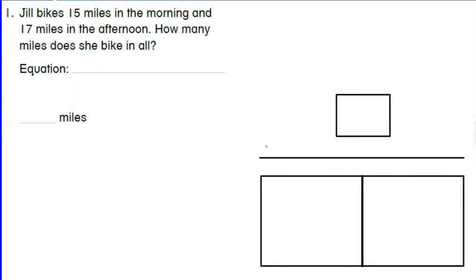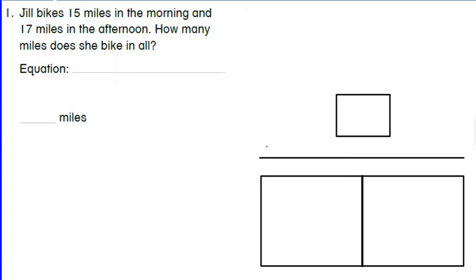Today in class we were solving story problems, and we had to decide whether or not to use addition or subtraction. And this is how we went about figuring out what we should use. So we read the problem first. Jill bikes 15 miles in the morning, 17 miles in the afternoon. How many miles does she bike in all?